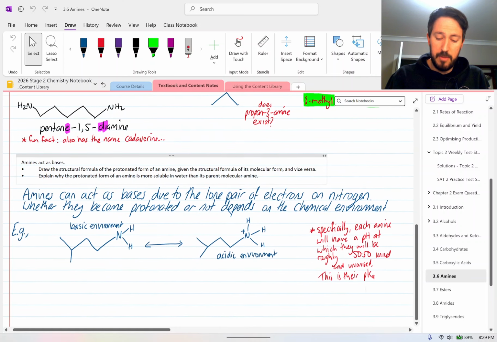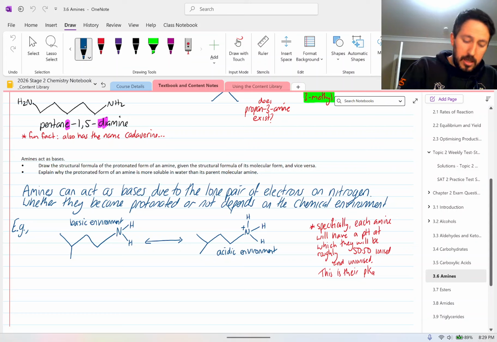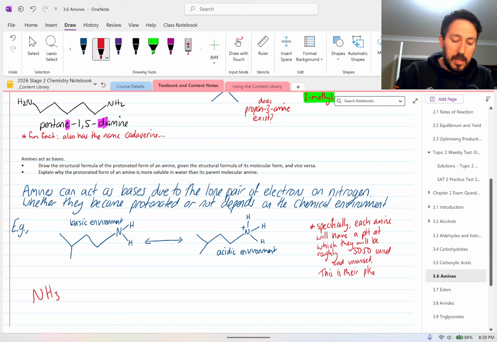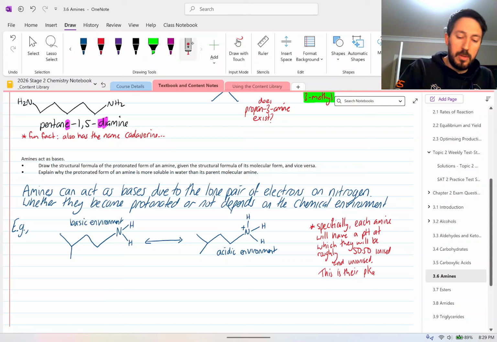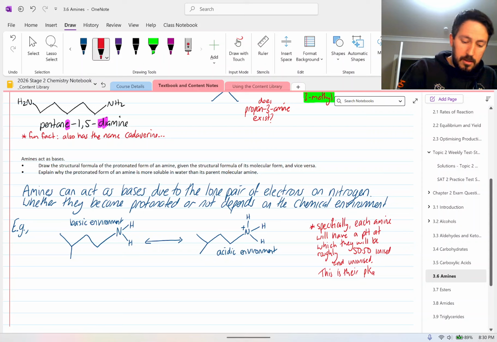Now, the last bit of information that you need to know, or at least you probably should have known already, is that amines can act as bases. You will have worked with ammonia, or you should have known ammonia is a base. And similarly, amines, which are obviously our carbon-containing structures, are also going to be bases. The reason is because the nitrogen atoms themselves have a lone pair of electrons that can interact with protons from an acid.